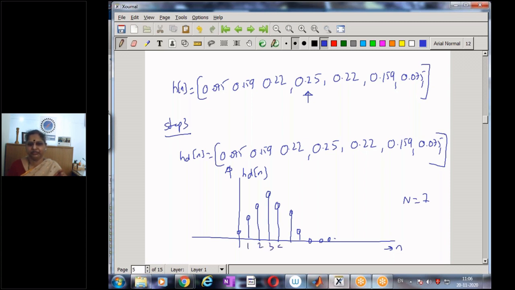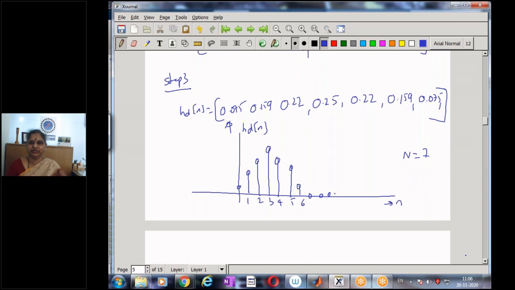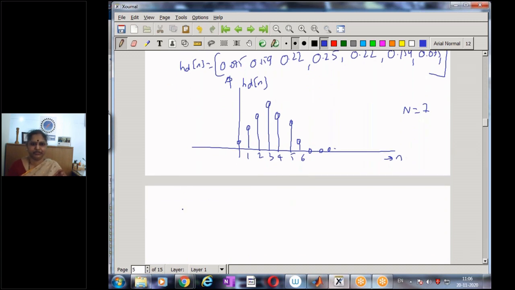So 1, 2, 3, 4, 5, 6. So this completes my design. So if I ask what is the filter design, this is my filter. This is my design filter HD of n. And I can have other methods of representing the filter.